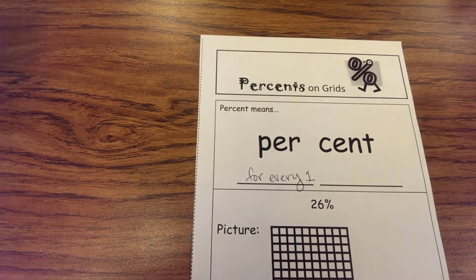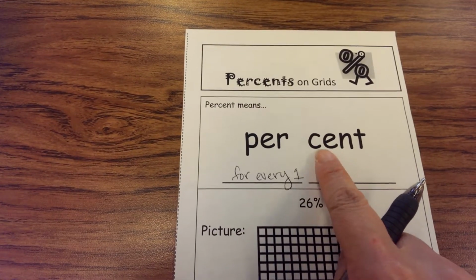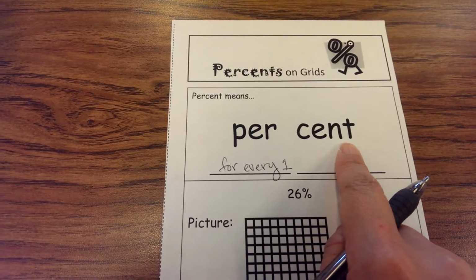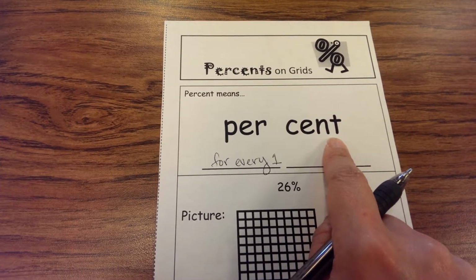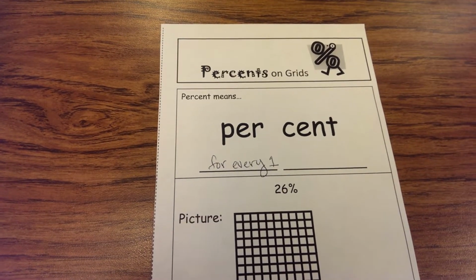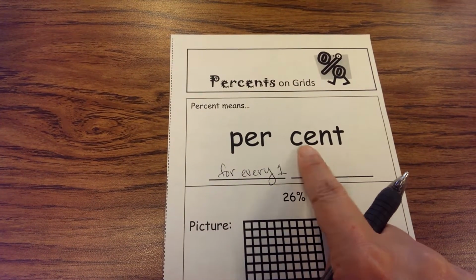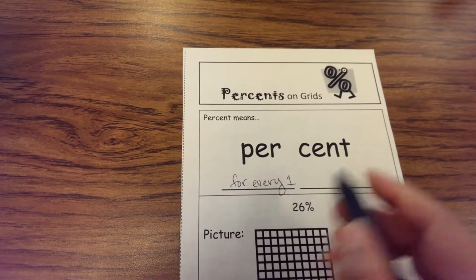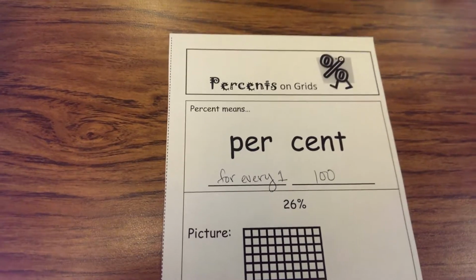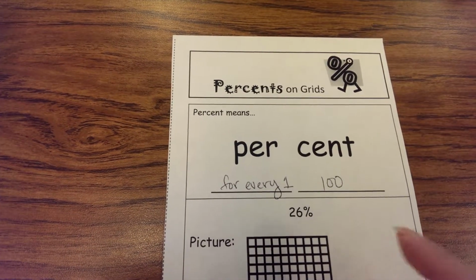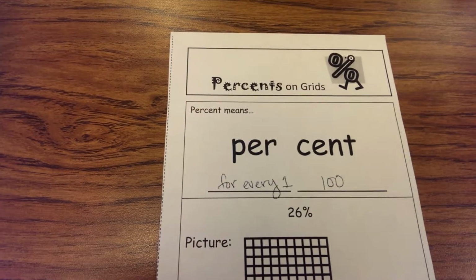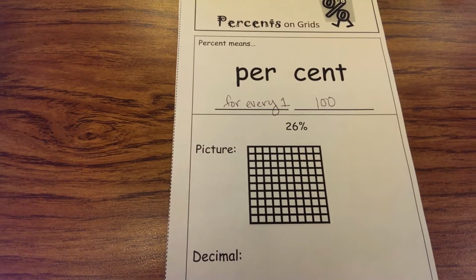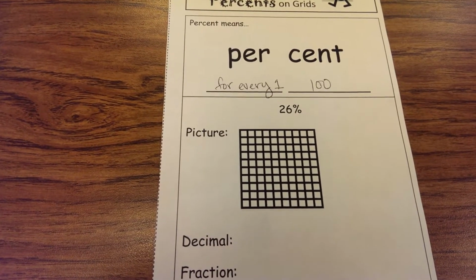Okay. The word cent, think of cent as in the word century. Century is 100 years. Or centimeter, which equals 100 because you need 100 centimeters to equal 1 meter. So the root word cent equals 100. So if you put it together, it means for every 100. Percent means it's out of 100. So 26% would mean for every 100, you've got 26.